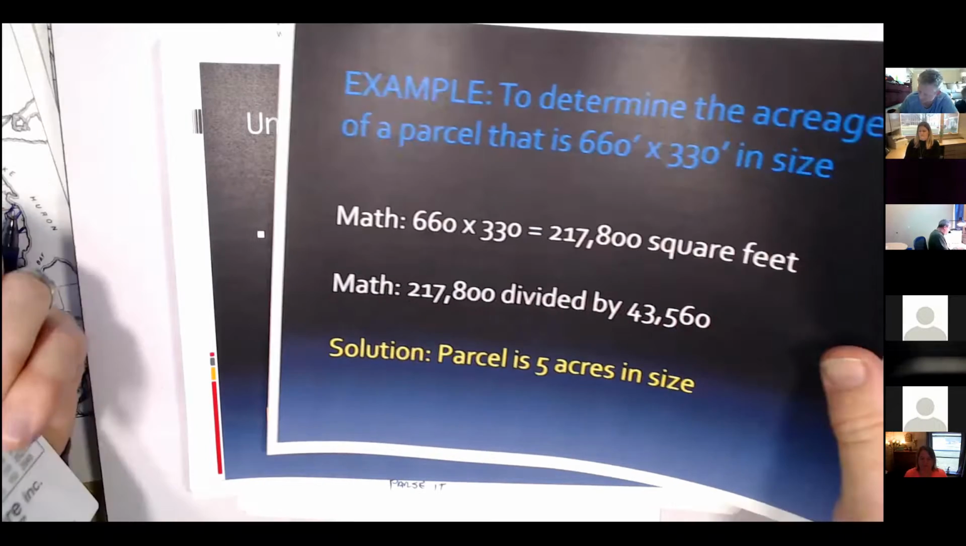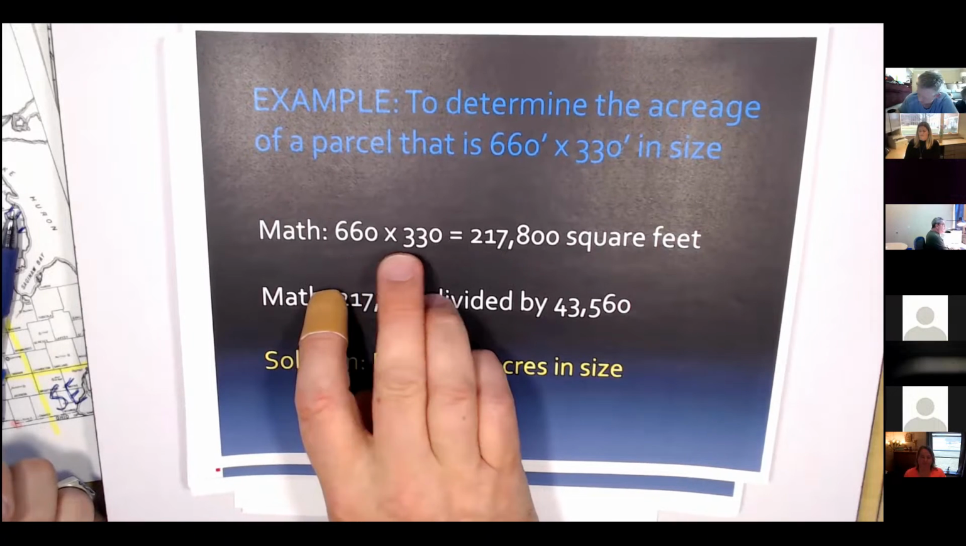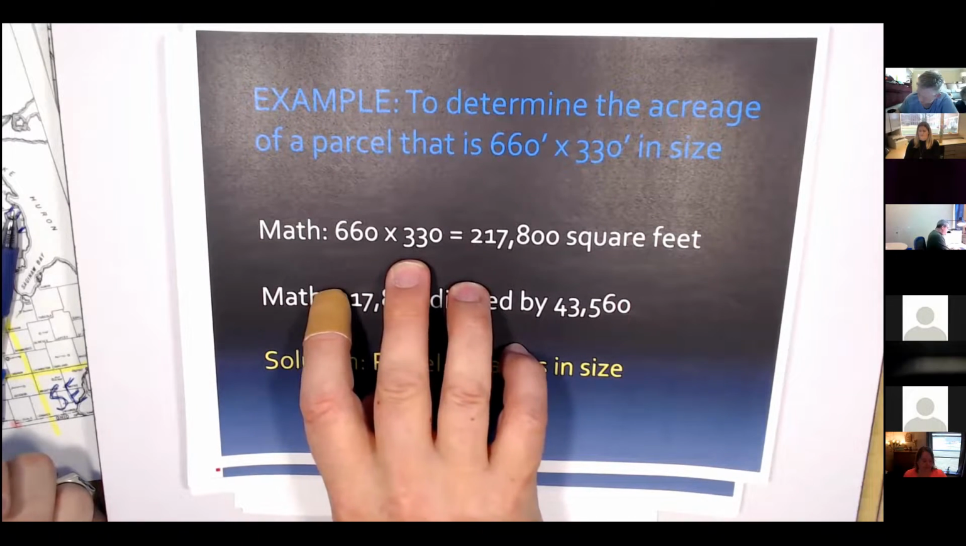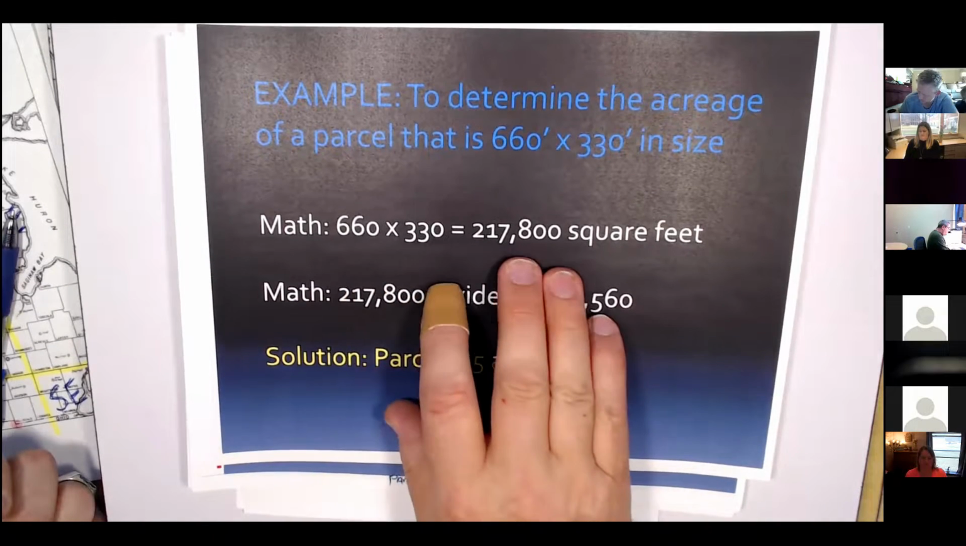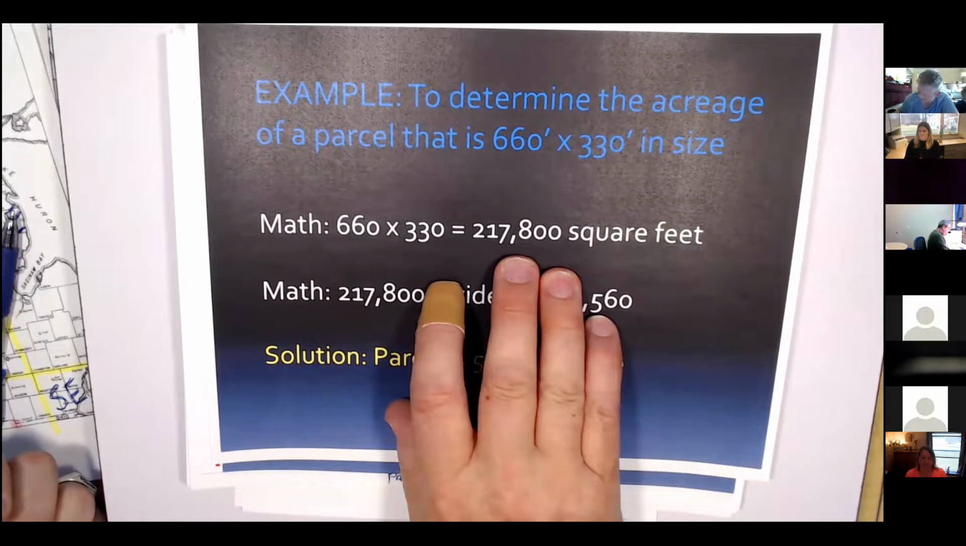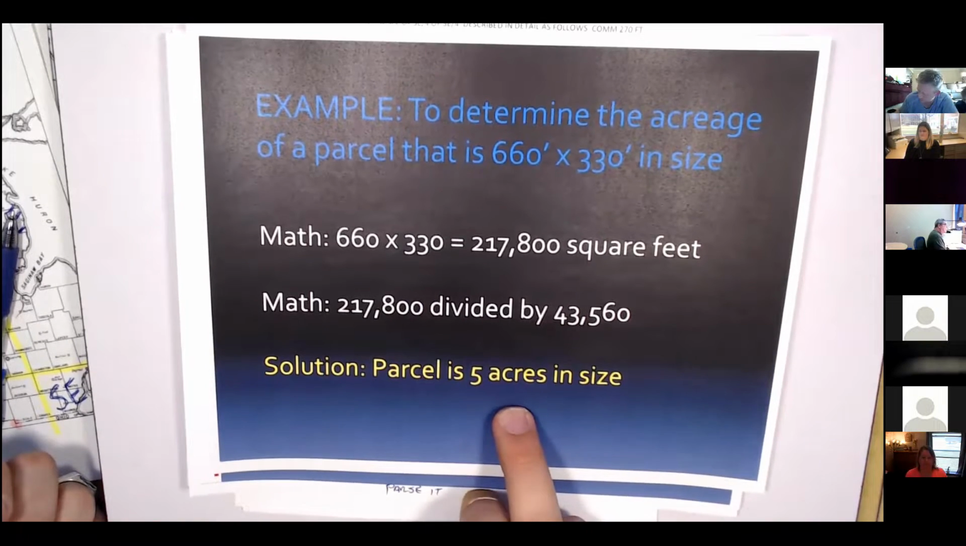Conversely, if all you know is the boundaries, and you know that a piece is 660 by 330 feet, because you've sat down and mapped it out a little bit, you can tell that's what it is. You multiply those, you come up with 217,800 square feet. Divide it by, there's that number again, you've got 5 acres.